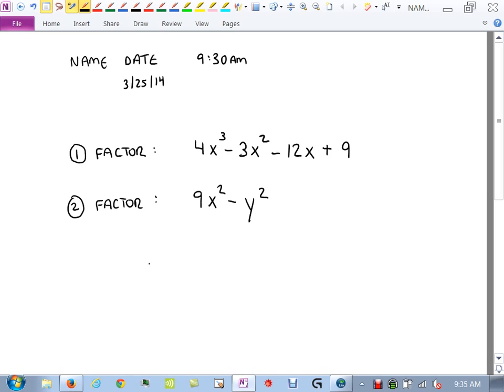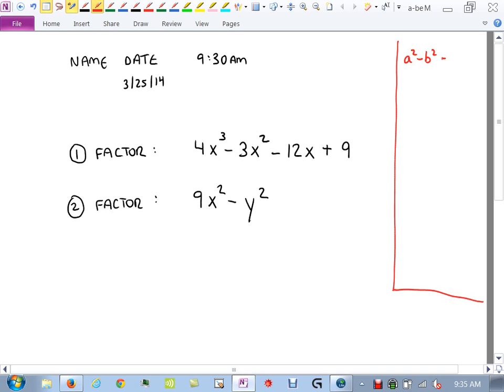And I'll give you a hint. The first one is going to require grouping because you have 4 terms. The second one is a special case that we did at the end of class last time when you have 2 terms, something like that. On your test, I would allow you to have a formula sheet. So at this point, this is the only formula that you would really use.